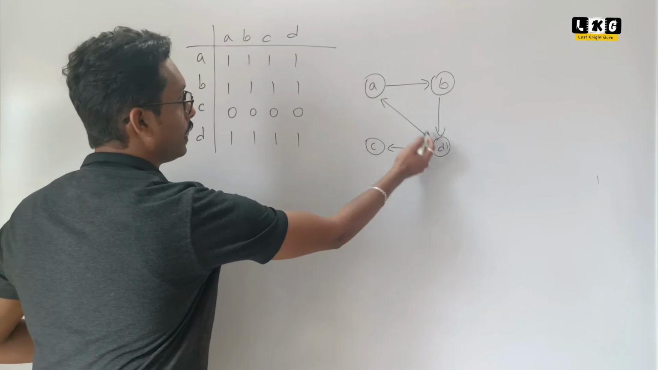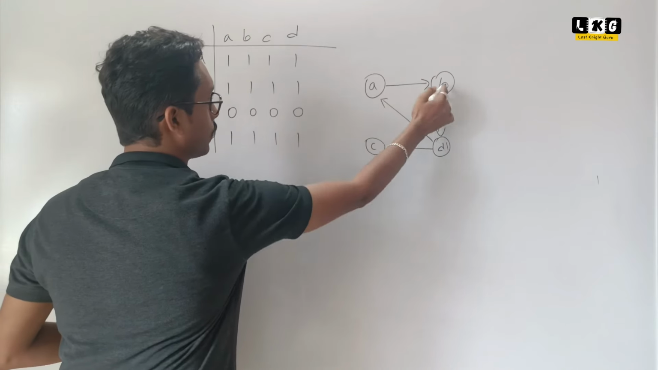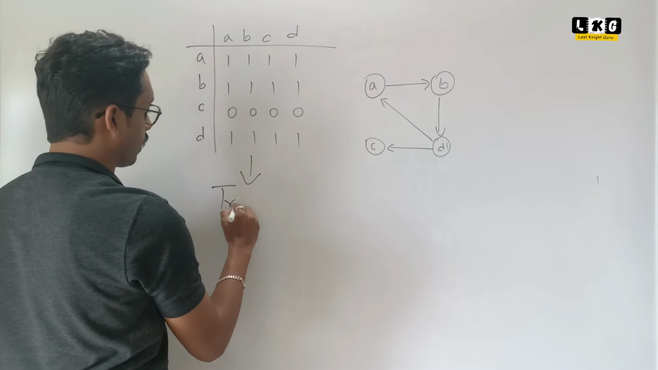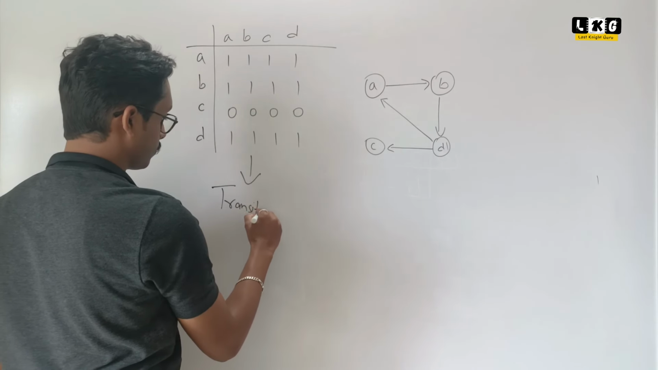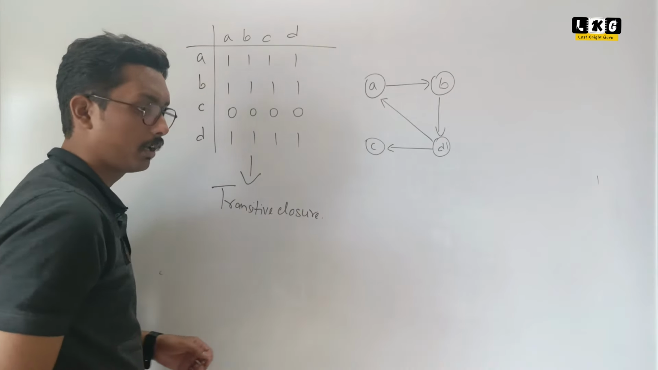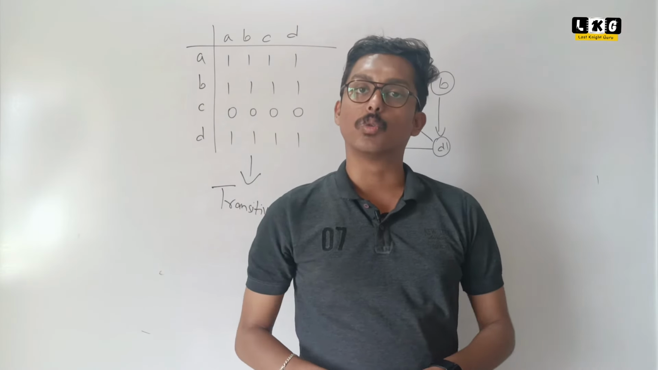From D, yes, D to A direct route, D to B, yes, we can go, D to C also we can go. So this last answer is known as a transitive closure. This is known as transitive closure. Okay. So this completes our Warshall's algorithm.